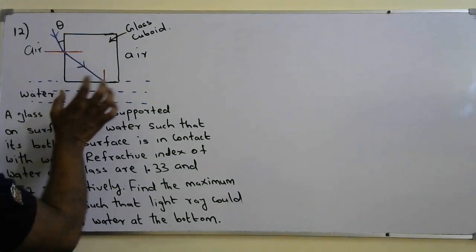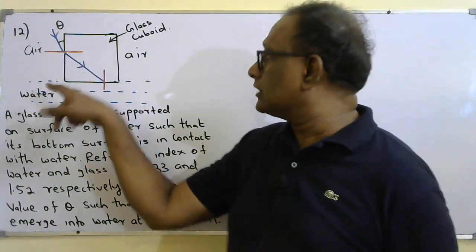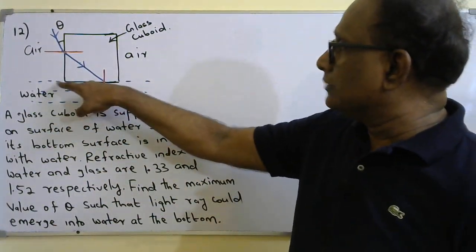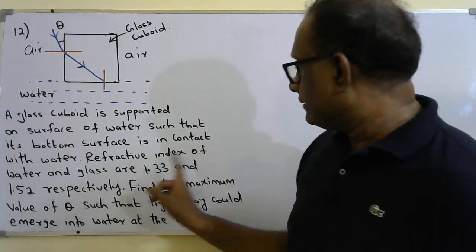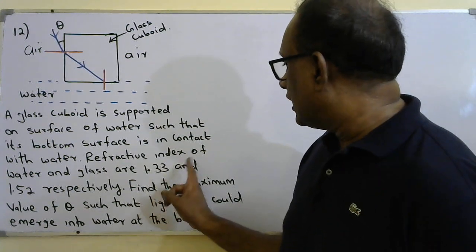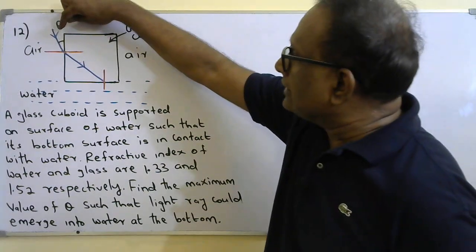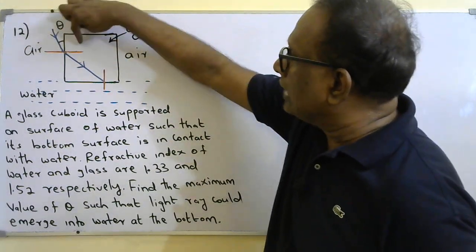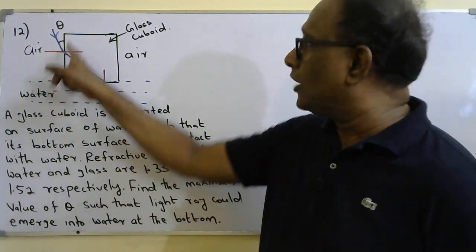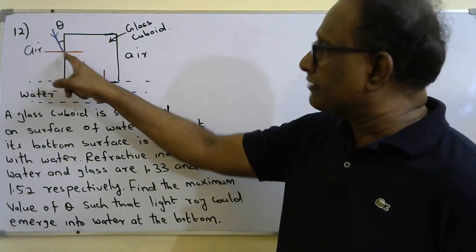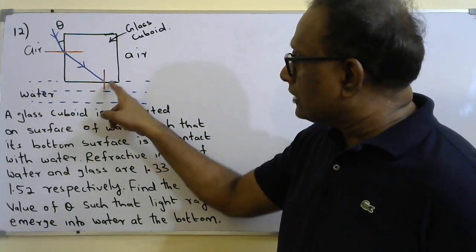Okay, so a glass cuboid is supported. It can't float, but maybe it might be clamped or something like that. It's supported on the surface of water such that the bottom surface is touching water. The refractive index of water is 1.33 and the refractive index of glass is 1.52. So the light is emerging from air to glass. This is the angle theta with the boundary, not with the normal, with the boundary. So the light is refracting at the boundary on the surface here and reaching the bottom surface.